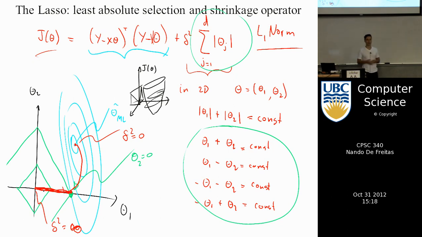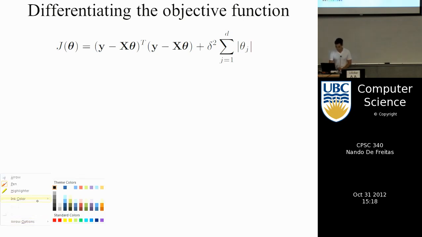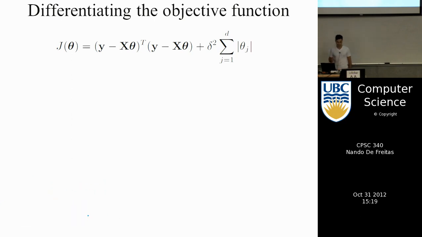Now, how do we derive an estimate of theta if we have an objective function? Take the derivative and equate to 0. So there's our objective function. We need to take the derivative. Now, before we take the derivative, I'm going to rewrite this in a few different ways. So that's our objective function.